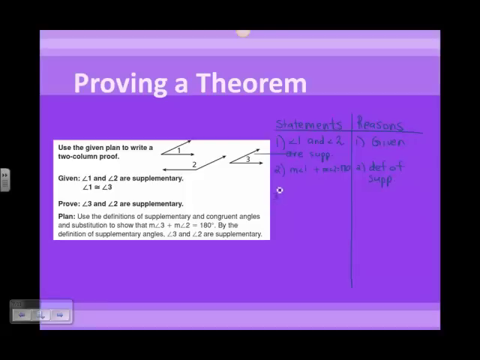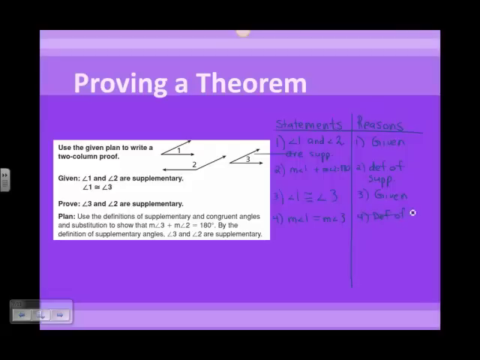The other thing that we were given then is that angle 1 is congruent to angle 3. And because they're congruent, that means that their measures are equal. And that's by the definition of congruence.